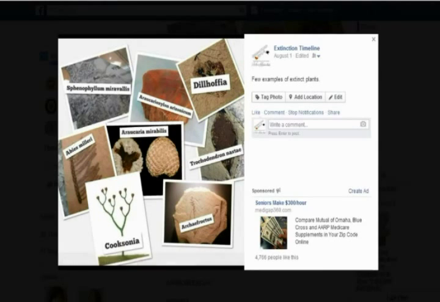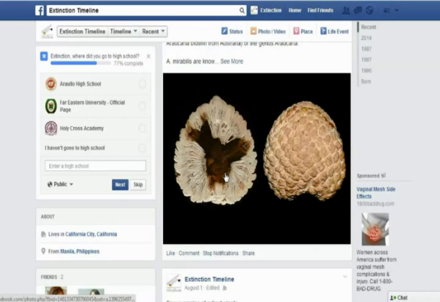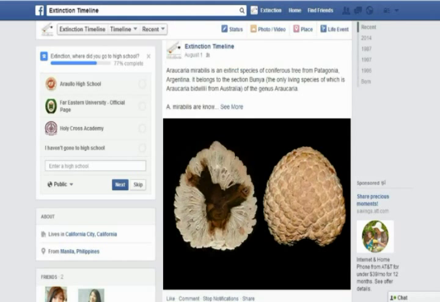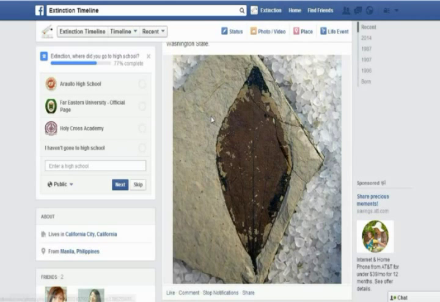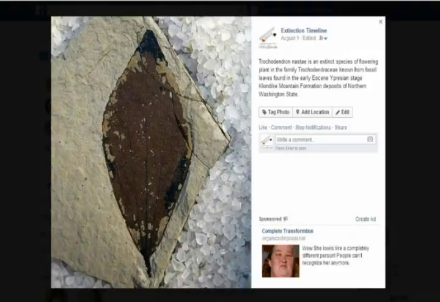A few examples of extinct plants. Araucaria mirabilis is an extinct species of coniferous tree from Patagonia, Argentina. Trichodendron is an extinct species of flowering plant in the family Trichodendraceae, known from fossil leaves found in the early Eocene Klondike Mountain Formation deposits of northern Washington state.